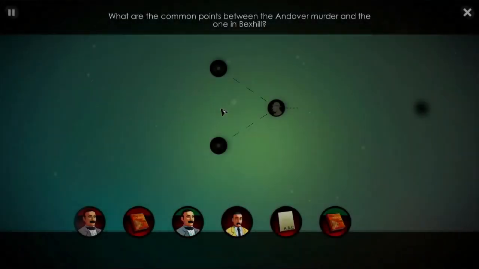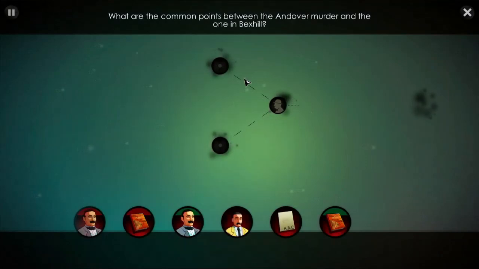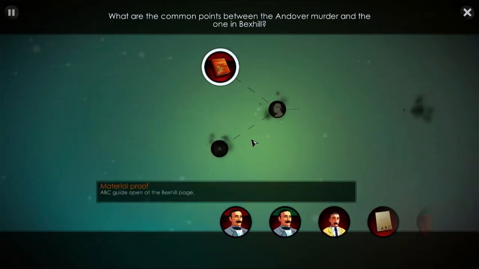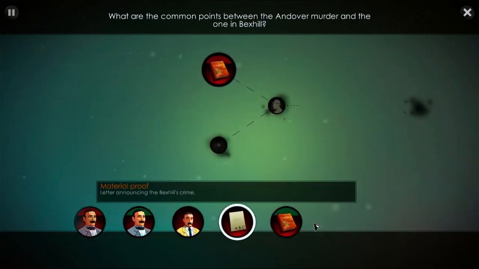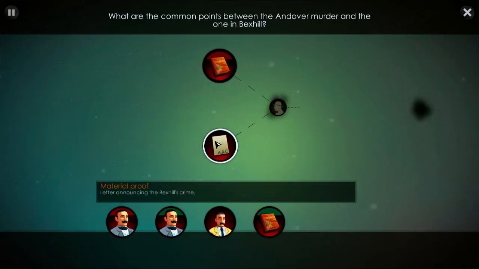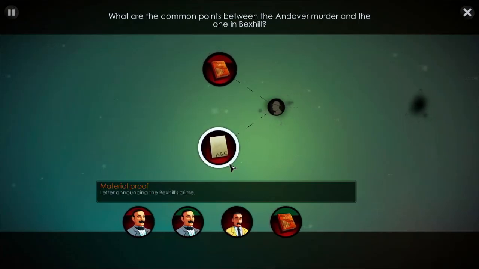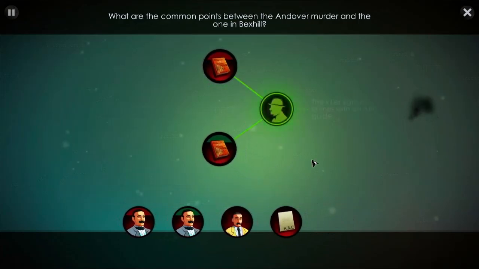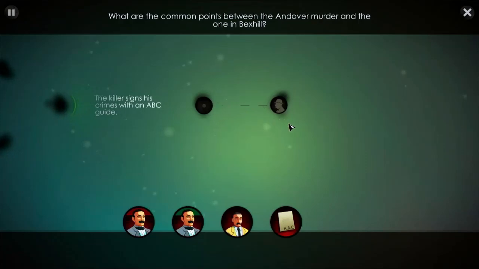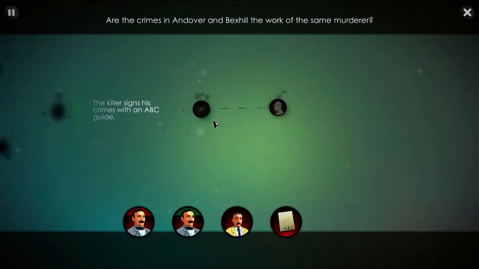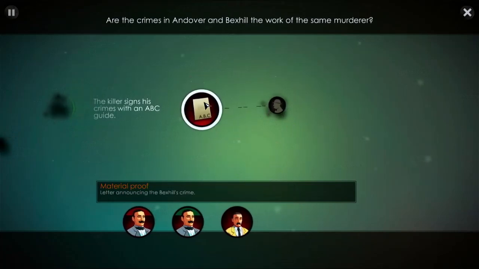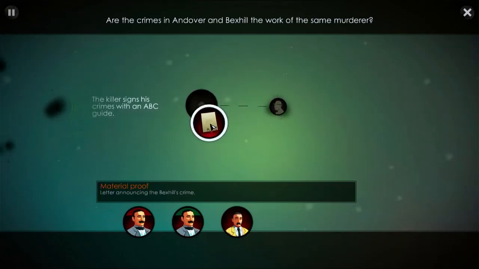Okay. What are the common points between the Andover murder and the one in Bexhill? The ABC guide. Oh, that's not right. Oh, the same. There's another thing here. There we go. Let's put those two together. Killer signs his crimes with an ABC guide. Are the crimes in Andover and Bexhill the work of the same murderer? From the letter, we can safely assume that yes, maybe.